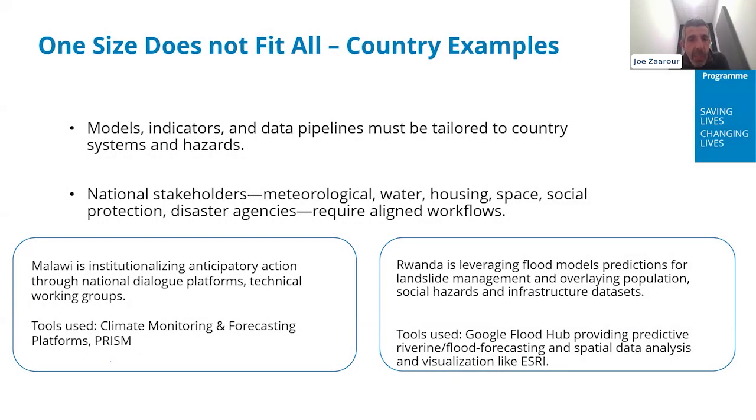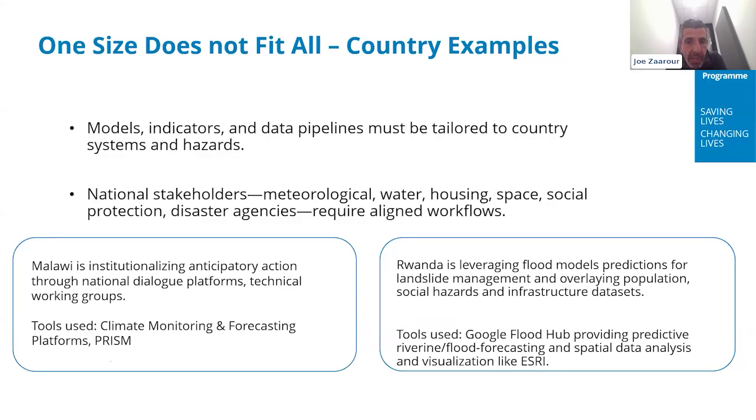So a couple of things just to mention, the stakeholders that are involved are many and are very crucial to the functioning of the entire ecosystem. And they include obviously disaster agencies, meteorological agencies, water board, housing, space, social protection, and many other agencies that we will hear from today.